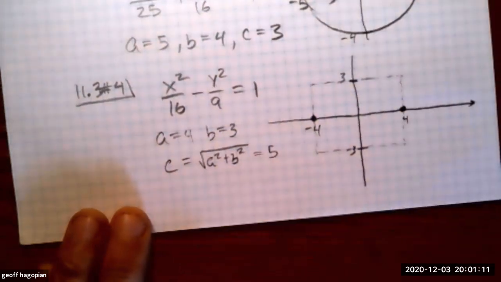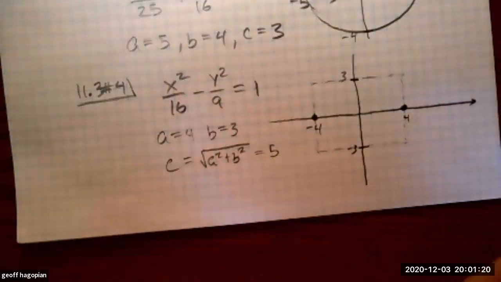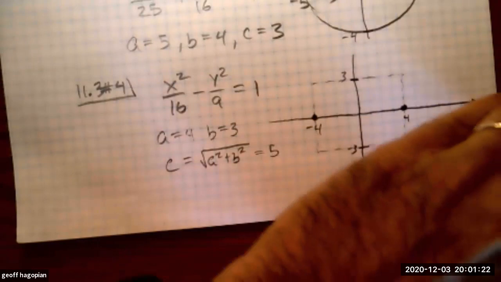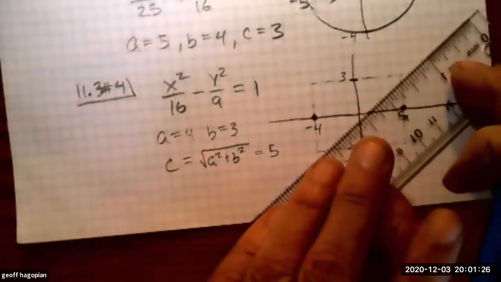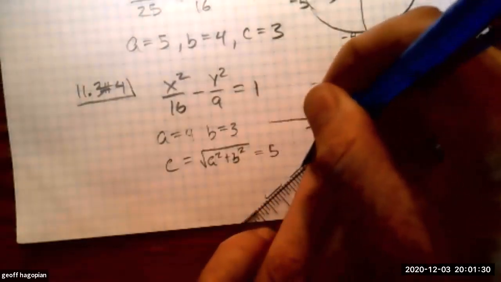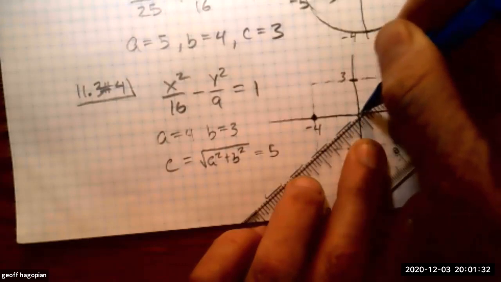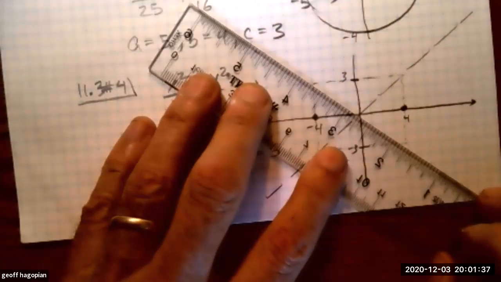And we draw in the asymptotes. Where's my straight edge when I need it? I've got a long straight edge, but I want the shorter one. So we line up the corners of the box and draw the asymptote. And there's another one here.